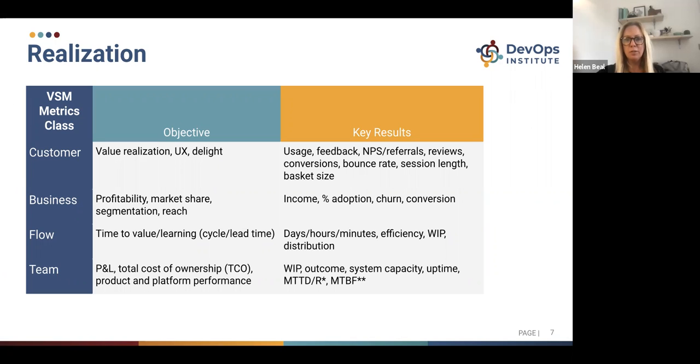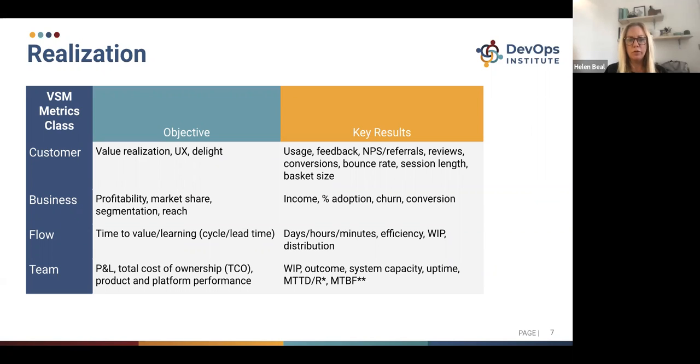So lots of people talk about KPIs and OKRs. I'm going to talk specifically about OKRs here. KPIs and OKRs do normally work hand in hand. But let's just talk about OKRs here.